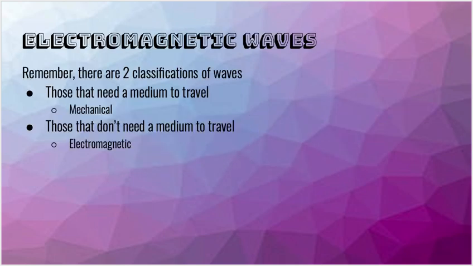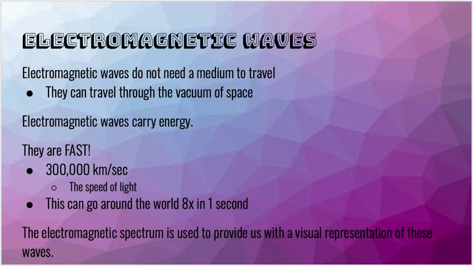For electromagnetic waves, we have to remember there are two classifications of waves. We have those that need a medium to travel through, and those are mechanical waves. And then we have those that don't need a medium to travel through, and that is going to be your electromagnetic waves. Again, you do not need a medium to travel. They don't need to go through a slinky, water, or the air. They can travel through the vacuum of space.